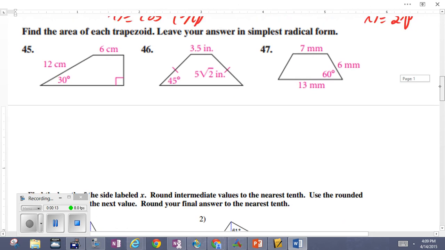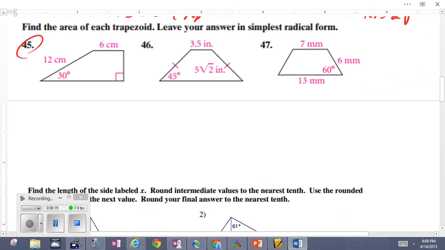Let's take a look at this number 45. It says find the area of the trapezoid. Of course, let's remember what the area of the trapezoid is. Area is equal to 1/2 the height, which is this distance, times base 1 plus base 2. Base 1 is 6, base 2 is yet to be determined, but base 2 is going to include this piece here, which is 6, okay?